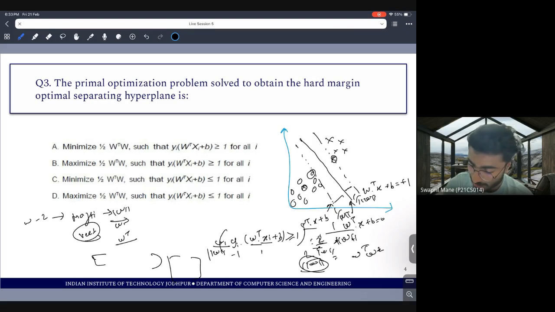Whatever I have explained here clearly shows the answer, but I want to know from your side what you think. Which one is the correct option for our primal optimization problem for the hard margin optimal separating hyperplane? What do you think? Which option is correct here? I need you to choose. Yes, anyone?